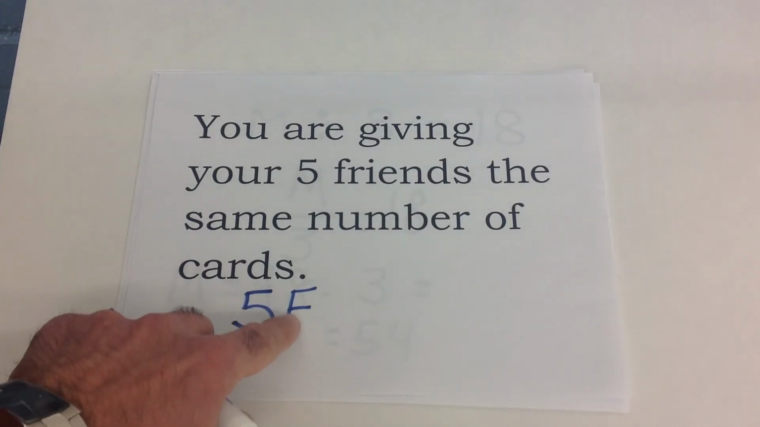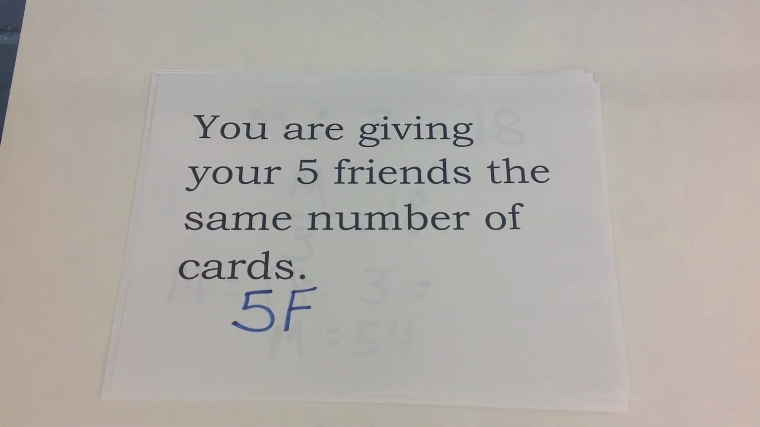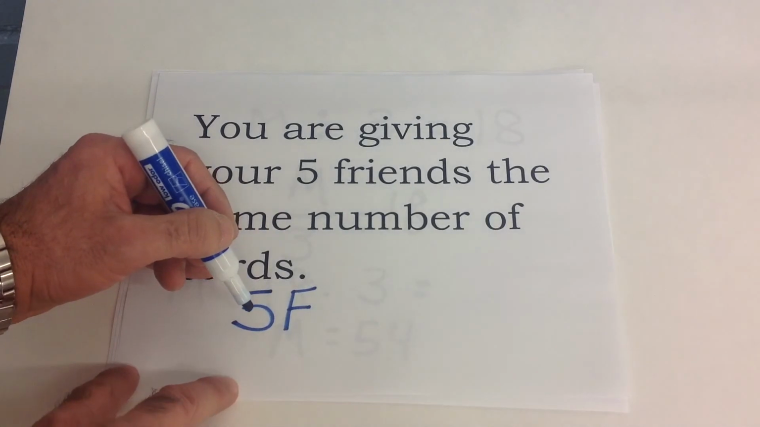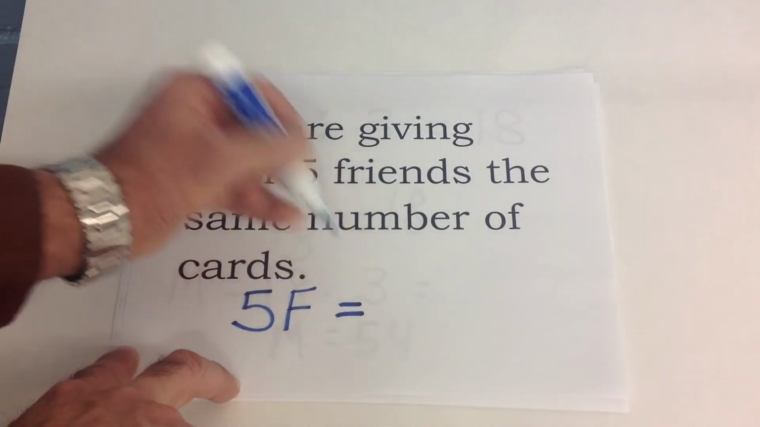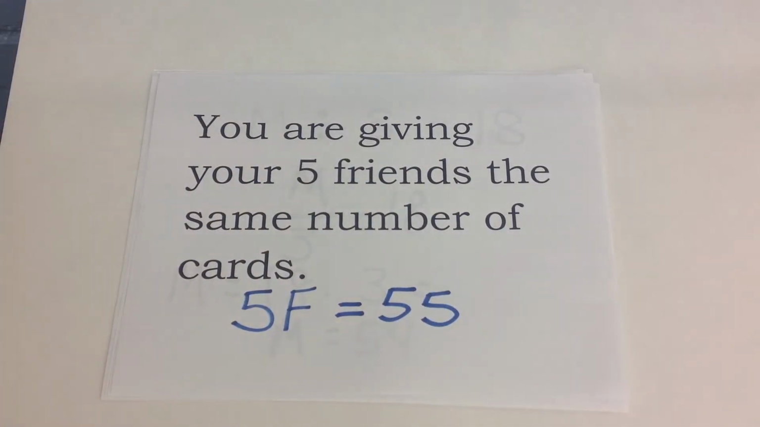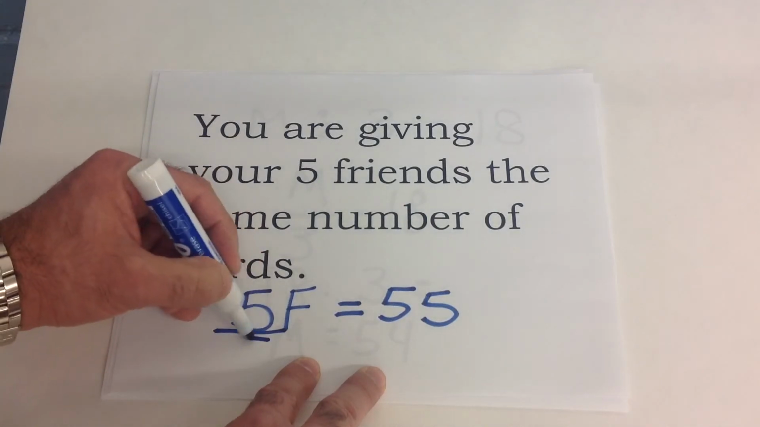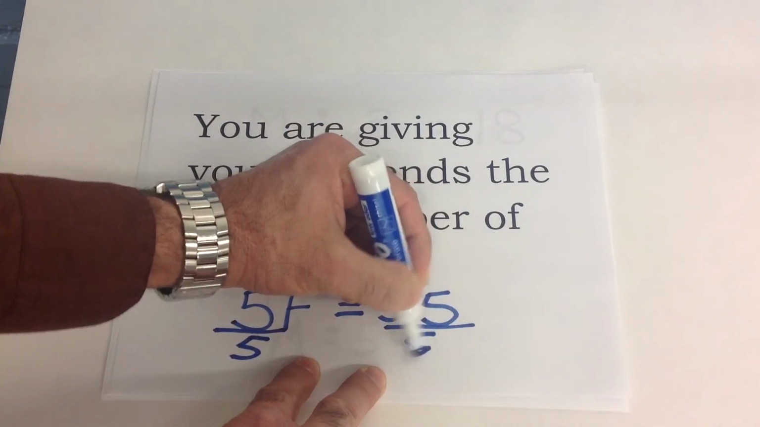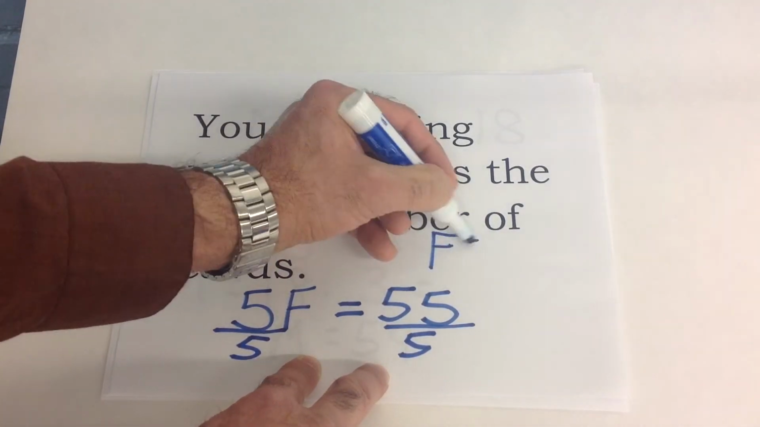We can actually put C for cards. And we know that they're all getting 11 cards. And 11 times 5 we know is 55. So we just made a multiplication equation. Let's check to see if we get 11. We just divide the 5 on each side, and we can see that F equals 11.